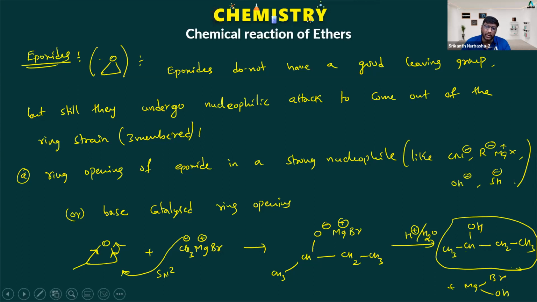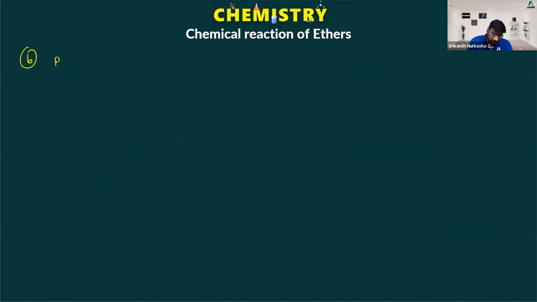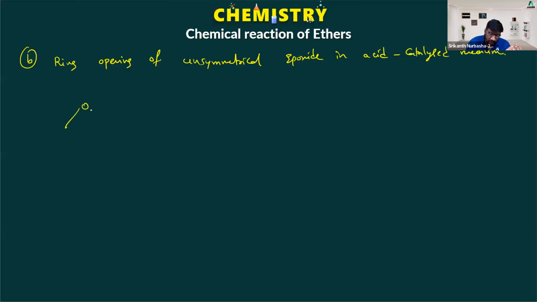But the same reaction I can do with an alcohol also, like the same epoxide, ring opening of unsymmetrical epoxide. Whenever we have a symmetrical one, there is no issue; I can attack the nucleophile on any carbon, both are the same. Ring opening of unsymmetrical epoxides in acid catalyzed medium: I have taken the same unsymmetrical epoxide and I am treating this with H plus in the presence of CH3OH.